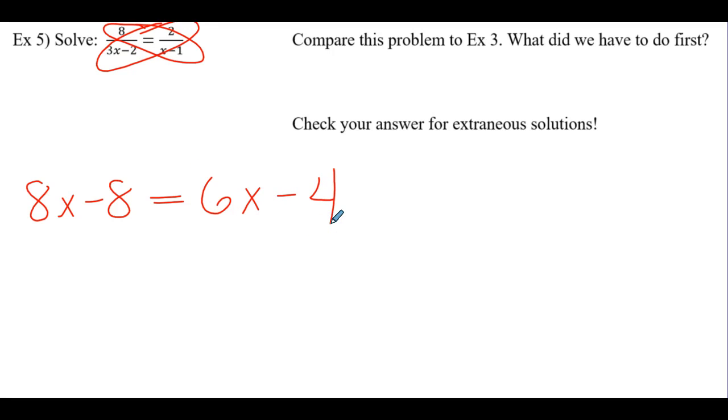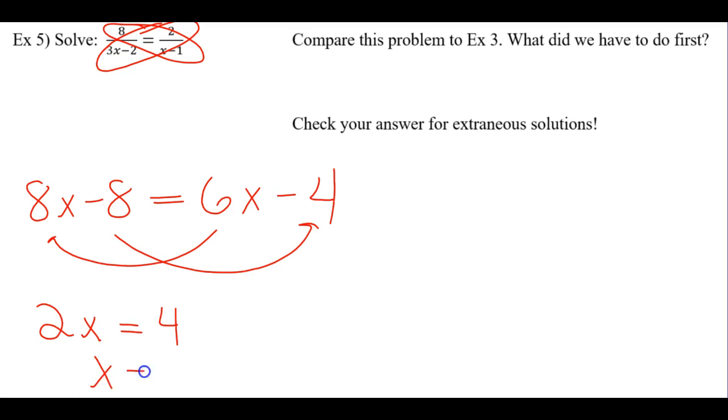Now we teleport back to Algebra 1. So I subtract this 6x over. That would be 2x. Add this 8, so that would give me 4. Divide by 2. x equals 2. Now be careful. Check your denominators. Does that cause a 0 in either fraction on the bottom? No. So we're good to go. That means we can circle our answer, and it has a real solution that works.